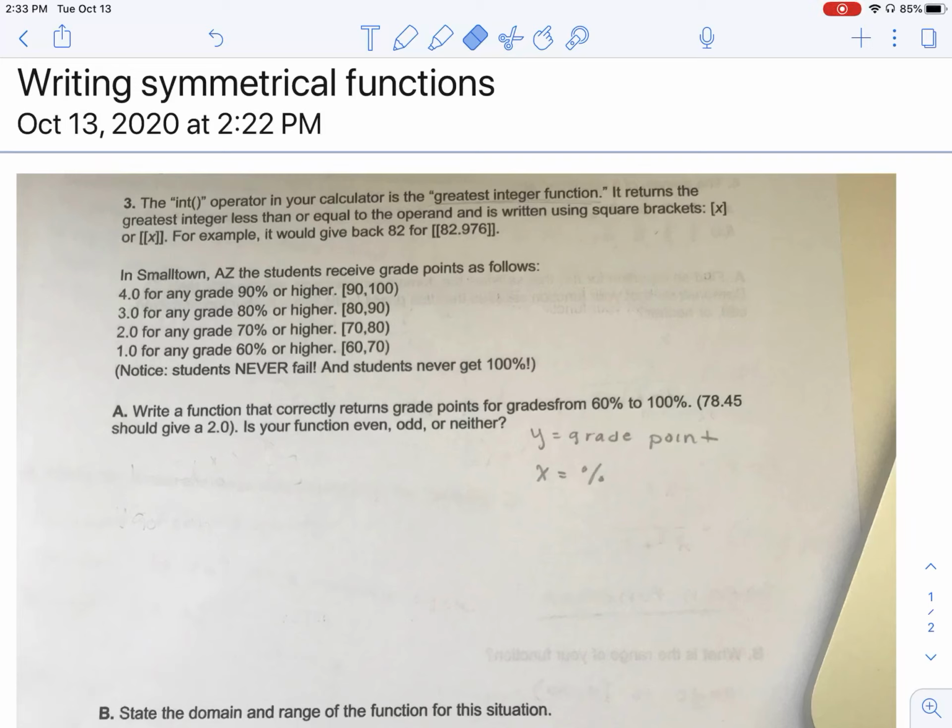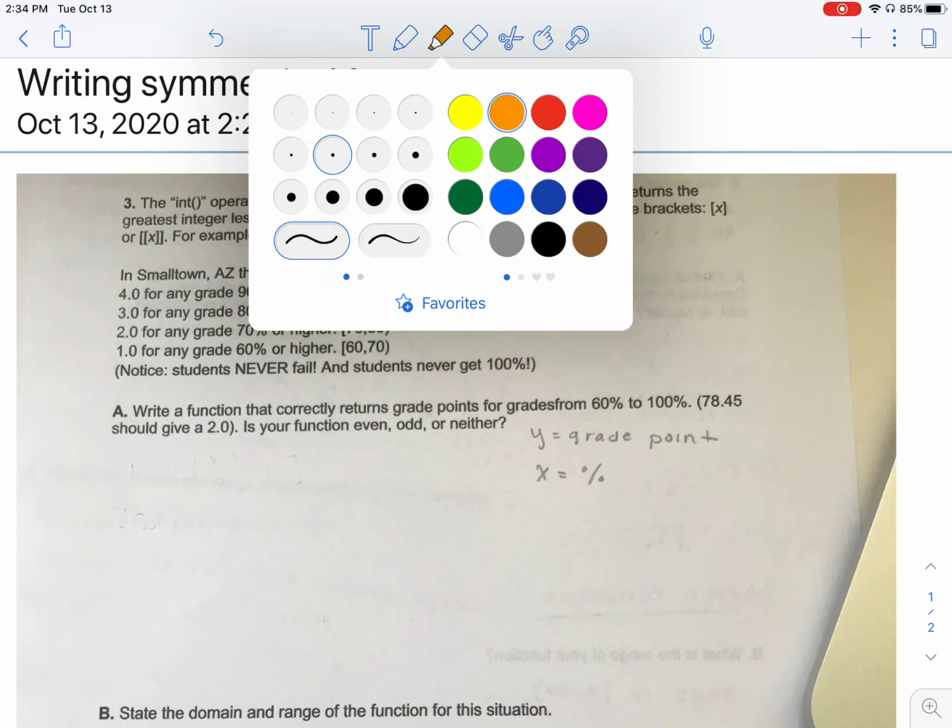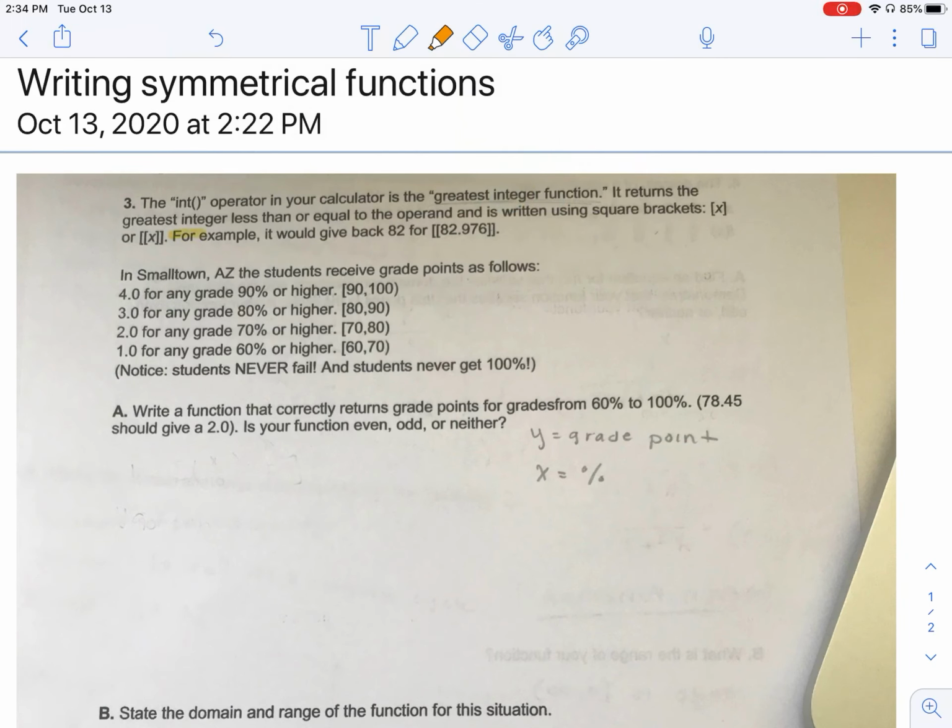Hi guys, this is a question from Apex for writing symmetrical functions. So you can pause this video right now to read this example. I highly recommend you understanding the greatest integer function before starting this problem because it's a word problem based on it. So if you're confused about the greatest integer function, first review that topic before continuing this question.